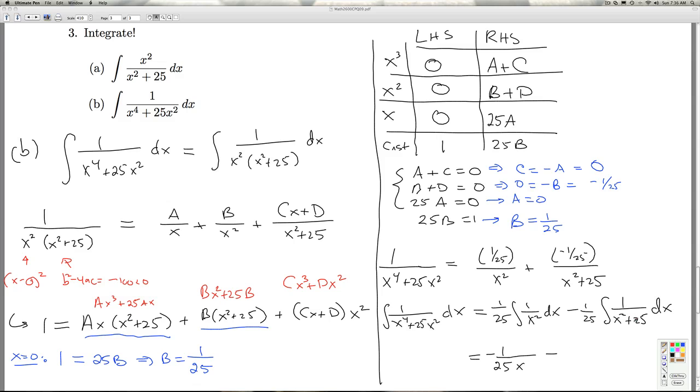I've got a 1/5 that's going to come out as a coefficient. Multiply that by the 25 that's already down there. I've got minus 1 over 125, arctangent x over 5, plus, of course, the c. So that'll do it for 3B, and that'll do it for checkpoint quiz 9.